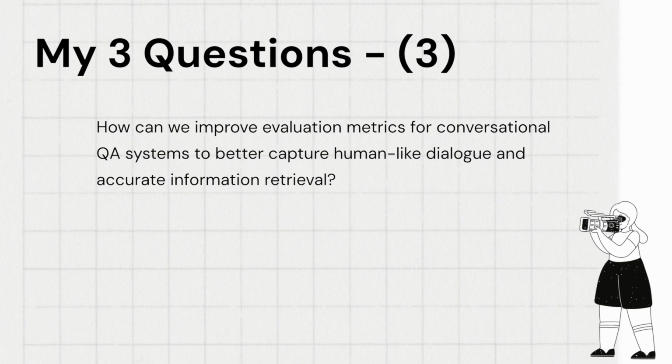This paper uses standard metrics like correctness, completeness, and naturalness for evaluation. However, this may not fully capture the nuances of human conversation. Therefore, my third question to the author is, how can we improve evaluation metrics for conversational QA systems to better capture human-like dialogue and accurate information retrieval?